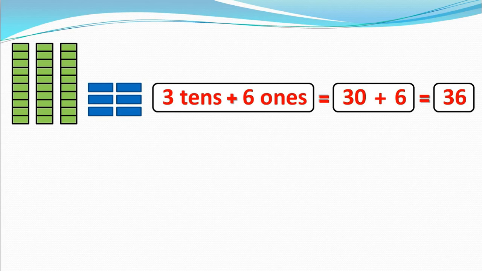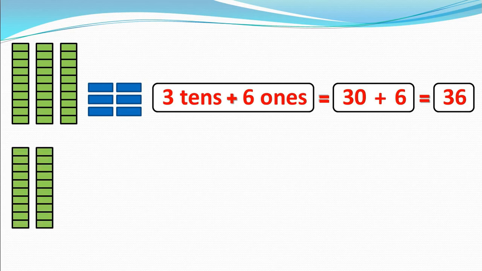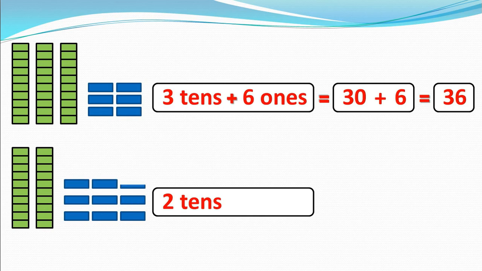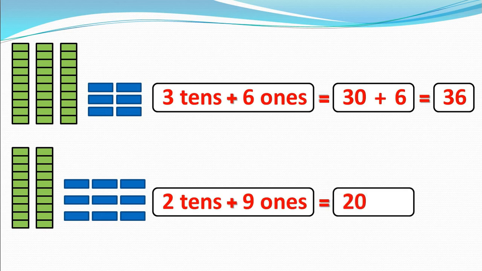There are 1, 2 stacks of tens, which means 2 tens, and there are 1, 2, 3, 4, 5, 6, 7, 8, 9 ones. 2 tens means 20 and 9 ones means 9. Now add. 20 plus 9 equals 29.